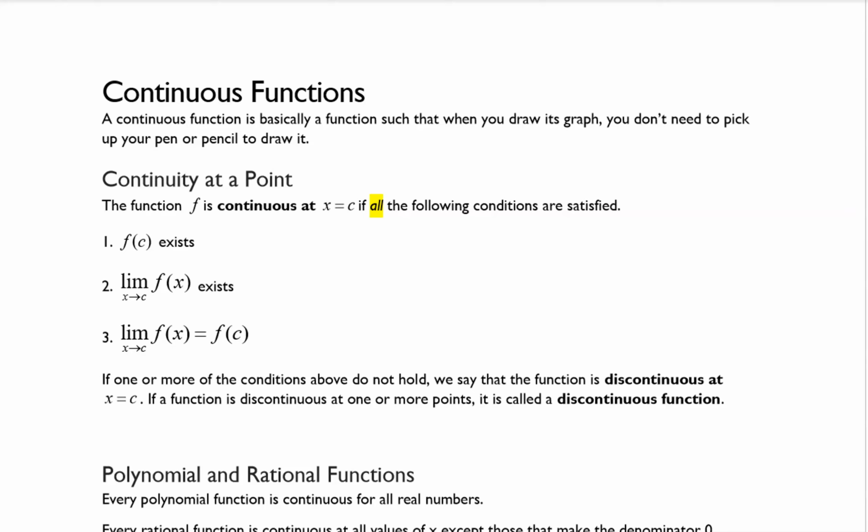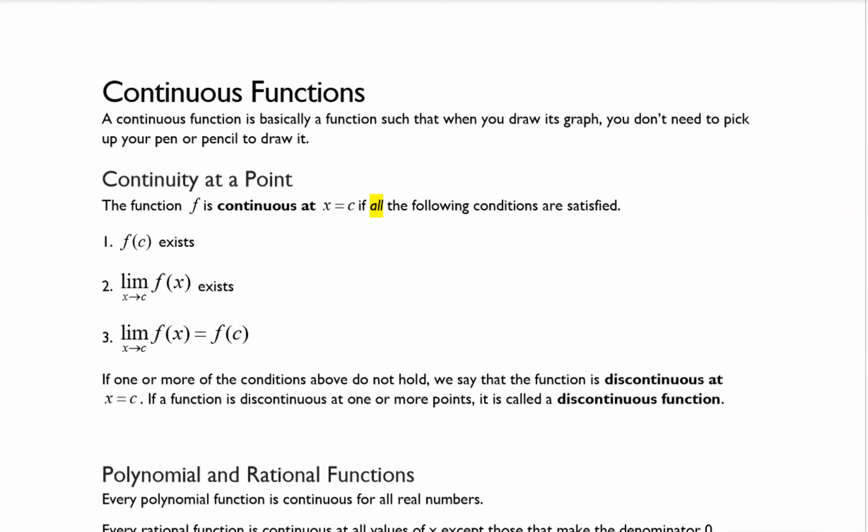Today we're going to be talking about continuous functions. A continuous function is basically a function such that when you draw its graph, you don't need to pick up your pen or pencil to draw it. Now let's talk about continuity at a specific point.